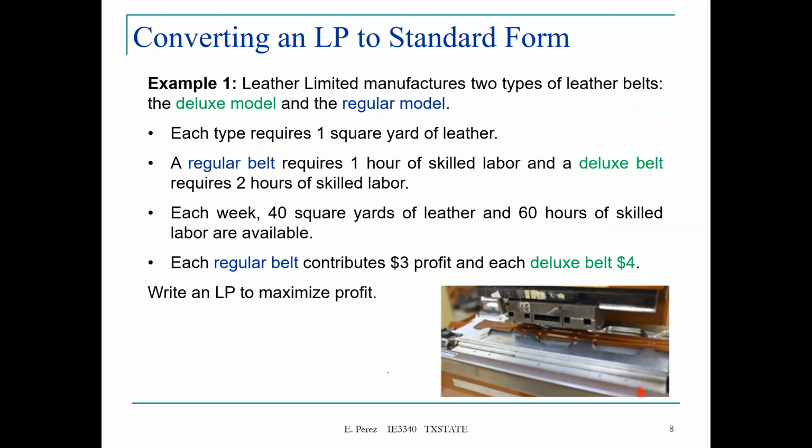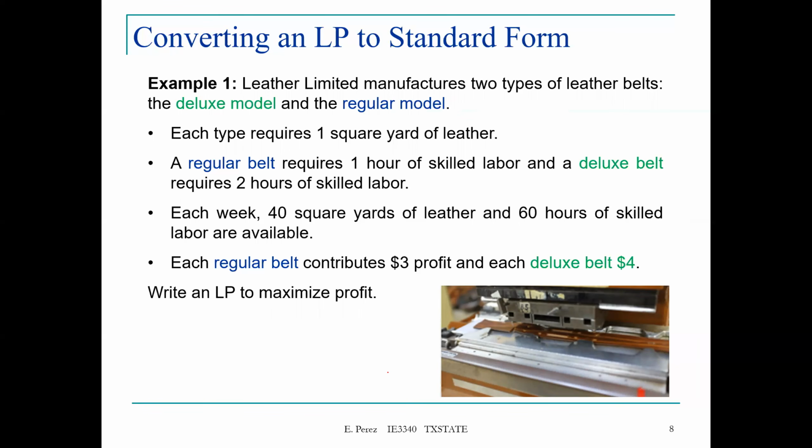So let's look at one example. We have company Leather Limited that manufactures two types of leather belts, the deluxe model and the regular model. Each type requires 1 square yard of leather. A regular belt requires 1 hour of skilled labor, and a deluxe belt requires 2 hours of skilled labor. Each week, 40 square yards of leather and 60 hours of skilled labor are available. Each regular belt contributes $3 profit, and each deluxe belt contributes $4.